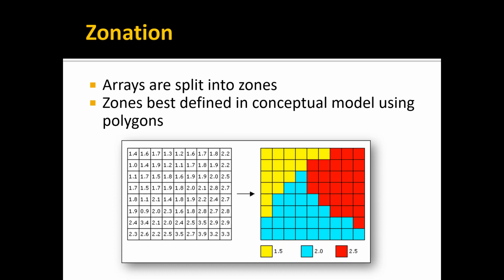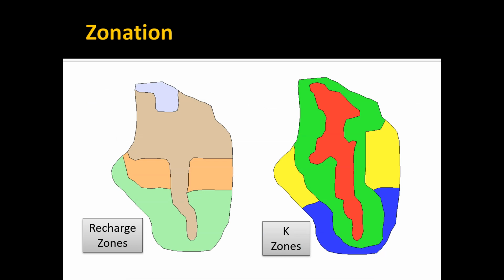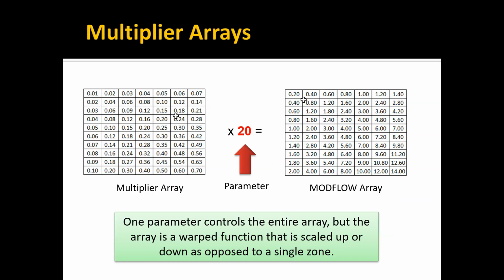parameterization method. This is really easy to do using the conceptual model approach in GMS. You just go into your conceptual model and you delineate polygons for your recharge and hydraulic conductivity, and each of those can become a parameter. And we will go through an exercise in class where we set this up, and you'll see it's pretty easy to do. Another option is to use a multiplier array.